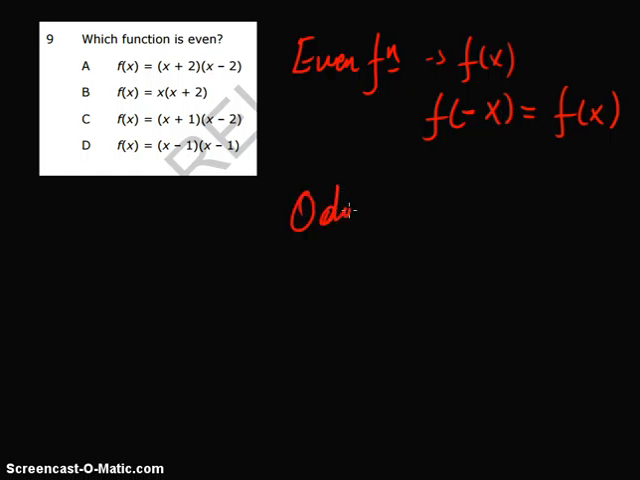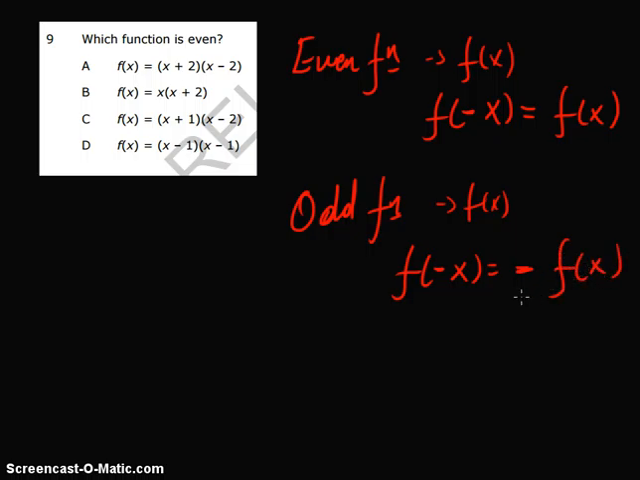When it is an odd function, then for f of x, we have f of negative x must be the same as negative of f of x. So, in hindsight, even functions are functions that are symmetrical about the y-axis, and odd functions are symmetrical about the origin. So let's go ahead and try number 9a.